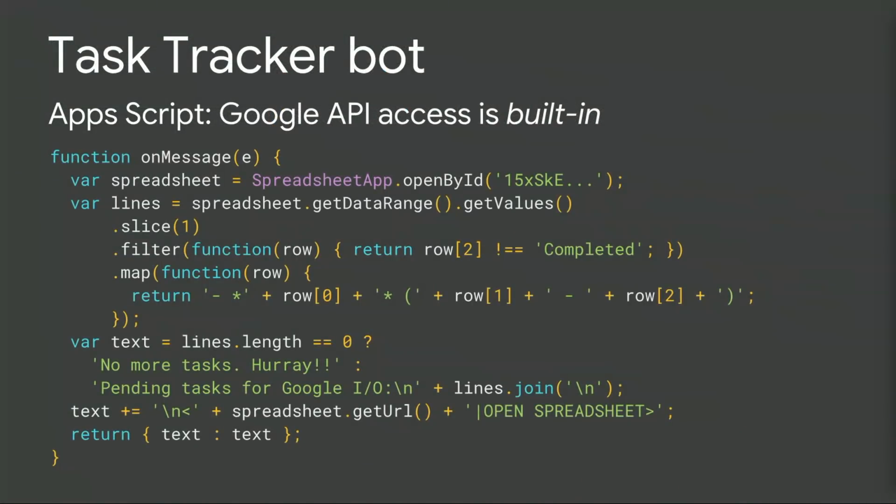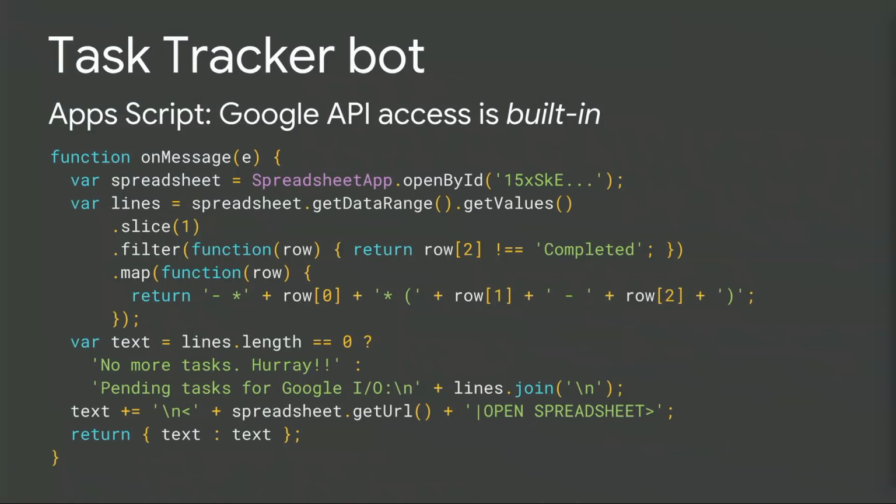All right, so this is the code for the task tracker bot. And you can see it fits on one slide, so it's really not that complicated. You can see we're doing some processing here. We're opening up the spreadsheet by SpreadsheetApp.openById. We're grabbing the data from the spreadsheet in a two-dimensional array. We're doing a little bit of processing here, removing the first row, which is just the column names, filtering out the rows that are already completed, mapping each row into a string, putting them together into a message, and then returning them to Hangouts Chat.